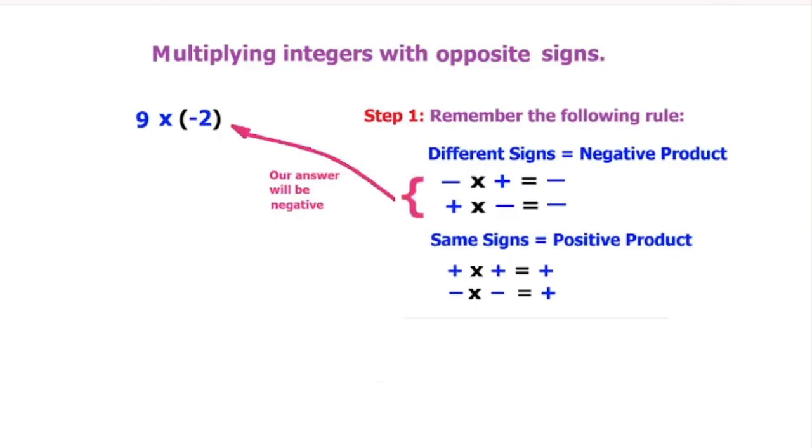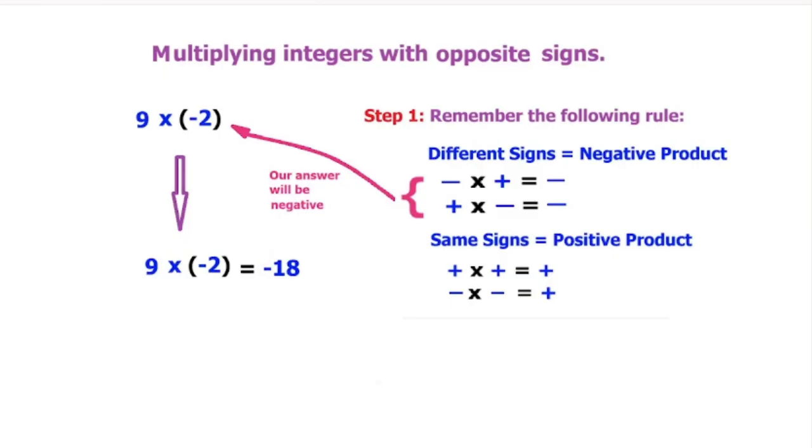So our answer, we know, will be negative because we have different signs. This one has a positive, this one has a negative. So regardless, our answer will be negative. So that means 9 times -2 is going to be -18, okay?